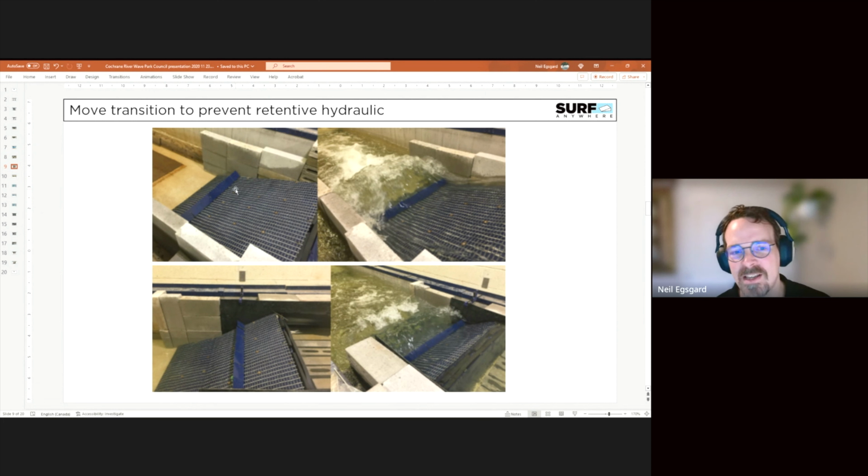What we found was that if the transition was low and the tailwater was low, it made a wave. If the transition was high and the tailwater was high, it made a wave. If the transition was low and the tailwater was high, then it made a recirculating hydraulic. So one of the ways we can prevent these things from happening is if you move these transitions.